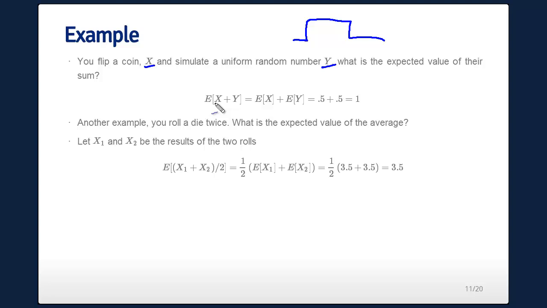So it's a weird random variable. It'll be kind of hard to work with. On the other hand, we can calculate the expected value very easily. It's the expected value of X plus the expected value of Y. 0.5 plus 0.5 equals 1.